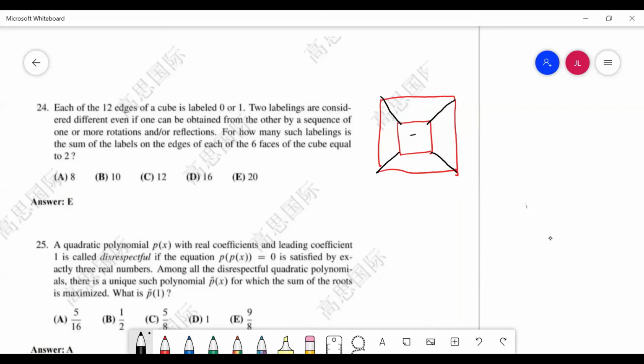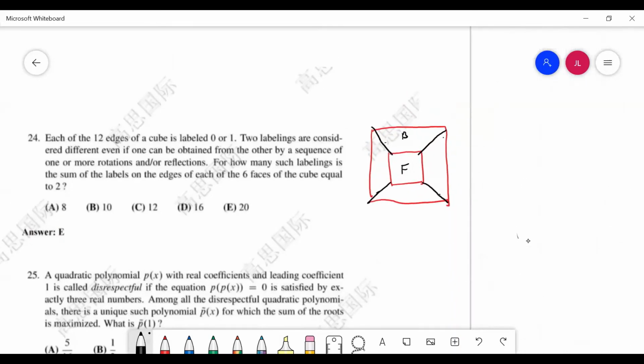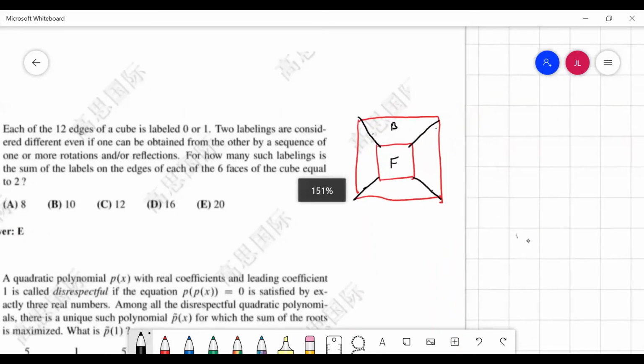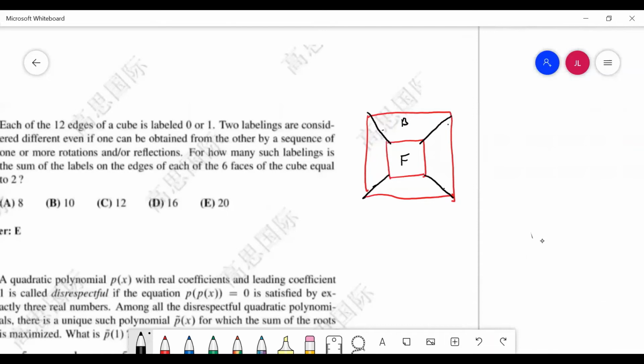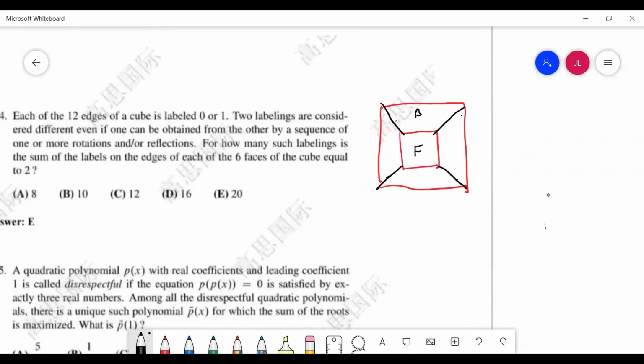Remember, this is the front face, and this one is the back face. These four black ones are just the sides. These are 4 parallel edges, right? Okay, then we're going to label it. Remember, every one of these edges is distinct.